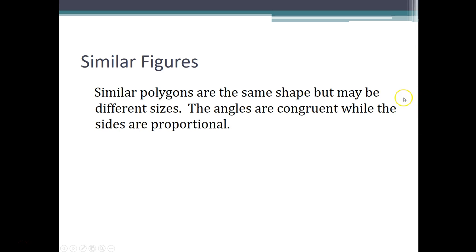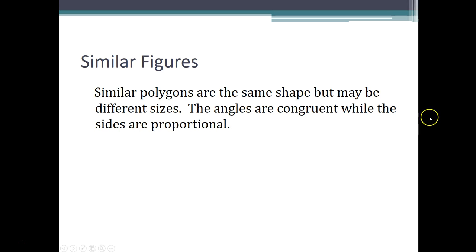Similar figures come up, for example, with maps. A map is drawn to scale. So when you look at a map, the shape of the land or the ocean or whatever is the same as it is in reality, but it's drawn smaller. So all the angles are the same, but lengths are different. Lengths are shorter on the paper, and they do it in a proportional way to retain that shape.